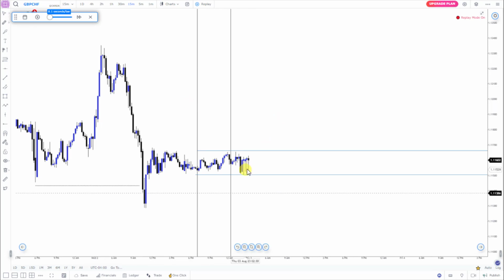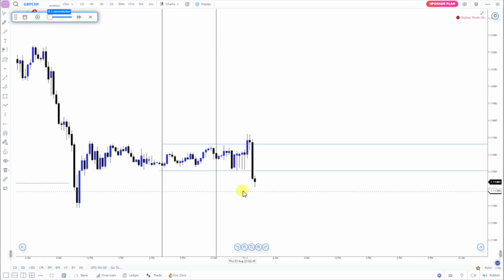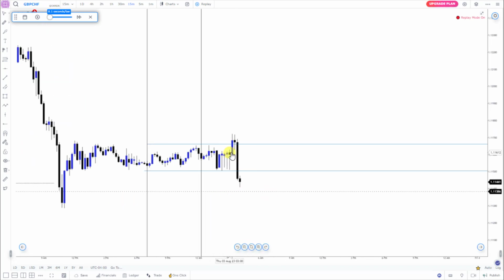Now you see price ranged a little more. You can see what price is doing. This is actually the London session. Price was ranging a little more, and let's see, boom. You see what's happened during the London Killzone.